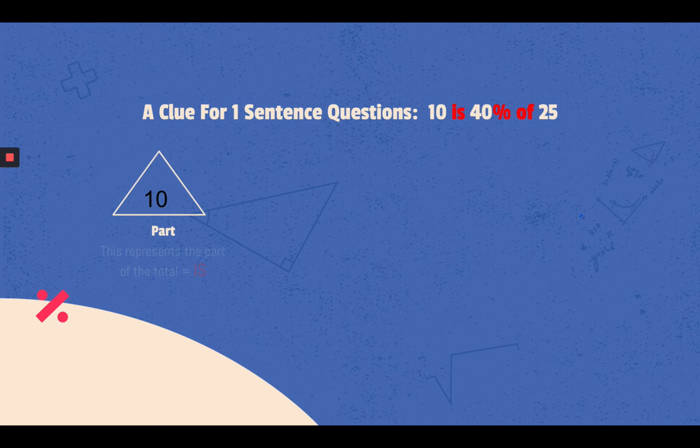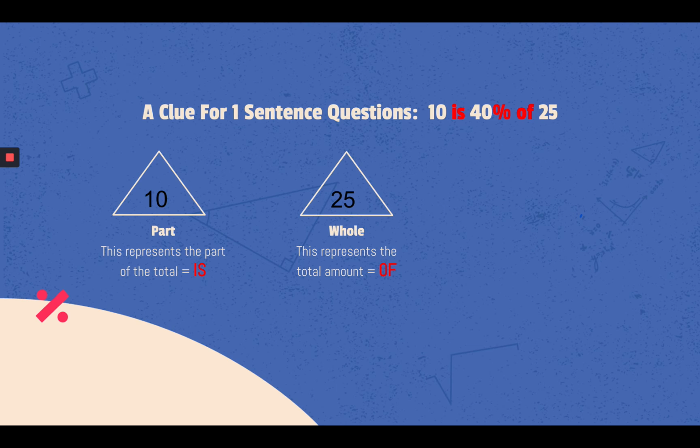And then quick reminder, part usually has the word "is" next to it. This is just for the single sentence questions. Whole usually has the word "of" next to it, and percent's got a percent symbol.